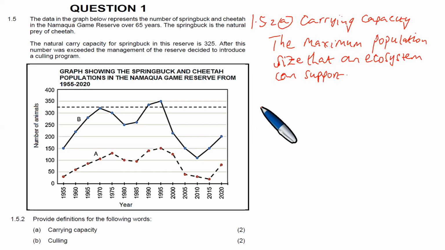So we are looking now at culling. What is culling? We have defined carrying capacity. What is carrying capacity? The maximum population that an ecosystem can support. That is called the carrying capacity. So what is culling? Right, so we define culling.